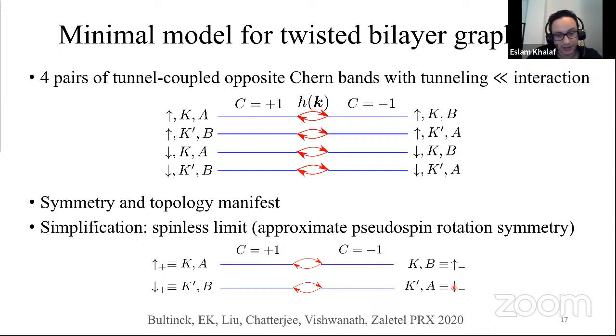We can show that in the chiral limit, this pseudo spin symmetry is exact. But if we deviate away from the chiral limit, we'll have small terms that break this SU(2) pseudo spin symmetry. For most of my talk, I will assume that this pseudo-spin symmetry is a good symmetry. It holds to a very good approximation. But in some parts of my talk, I will get back to this point and discuss what will happen if you break this pseudo-spin symmetry.